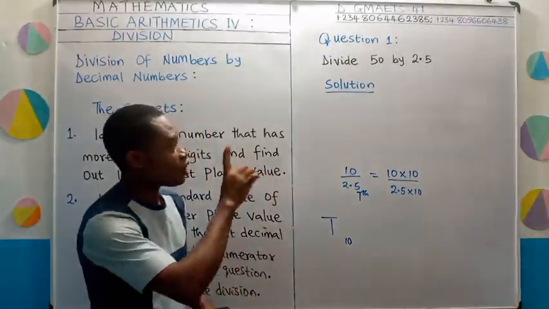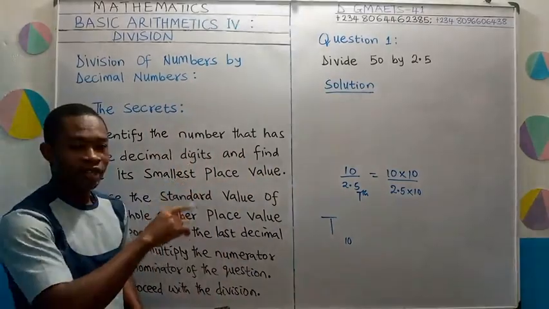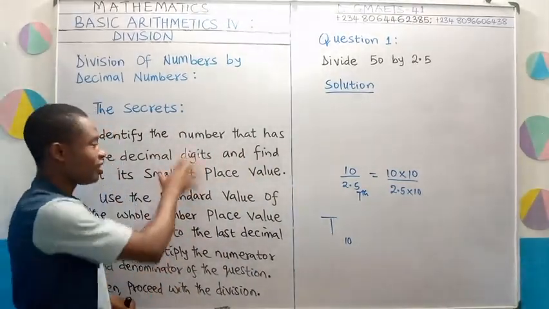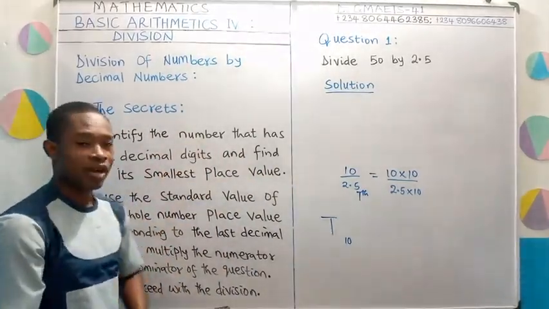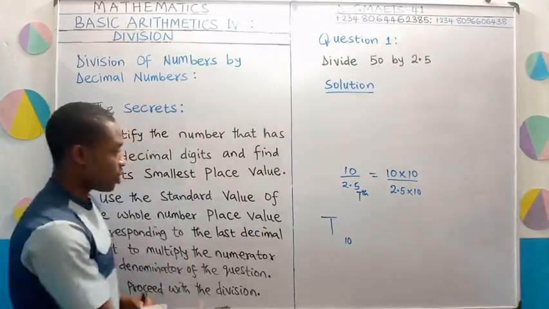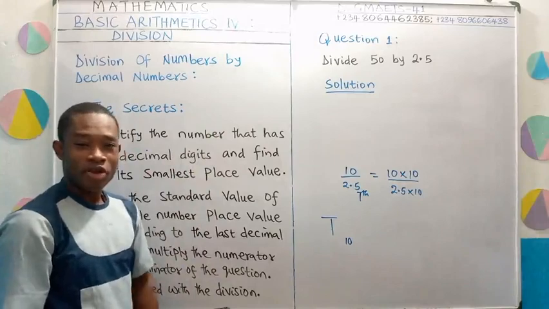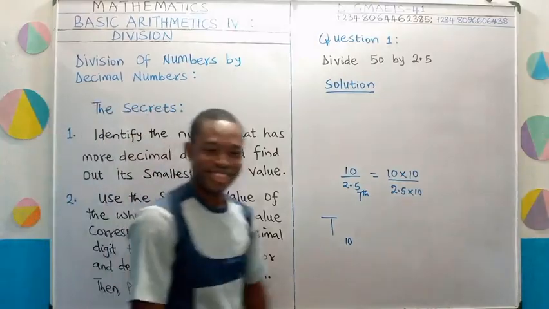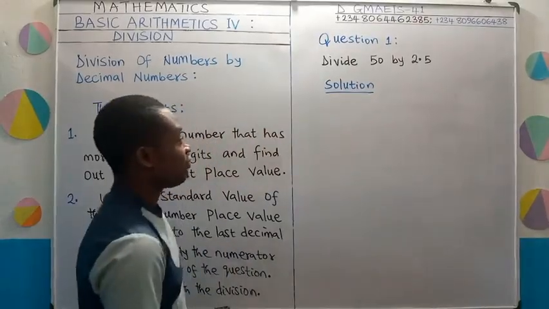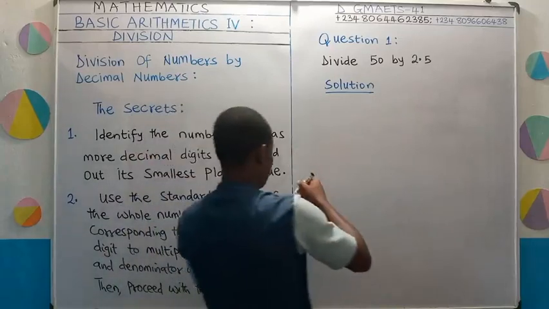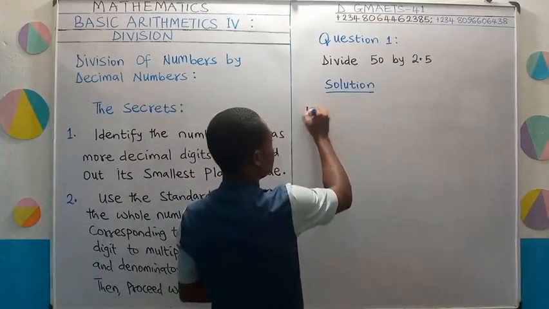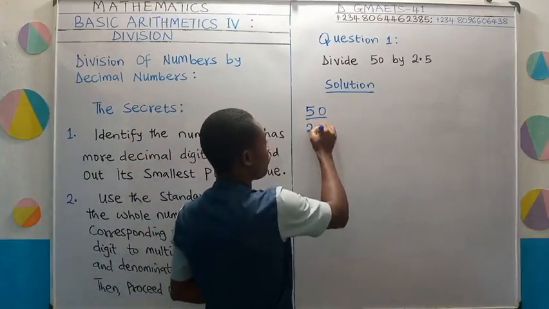Here I have this question number 1 to solve. And from that, of course, this secret will be made even clearer. And of course, we are going to use this secret to guide us in solving that problem. I hope you're ready, right? It's a very simple thing. So let us go. Question number 1. Divide 50 by 2.5. So I'm going to have 50 divided by 2.5.